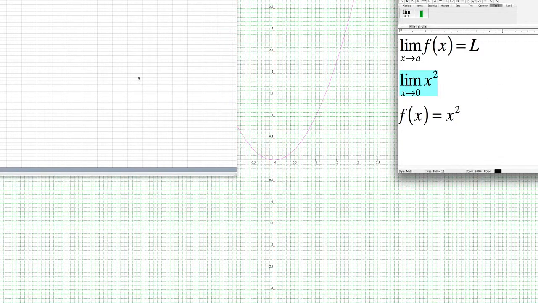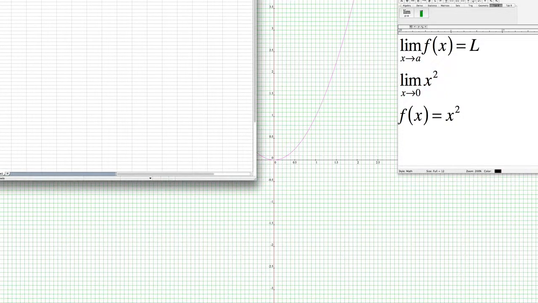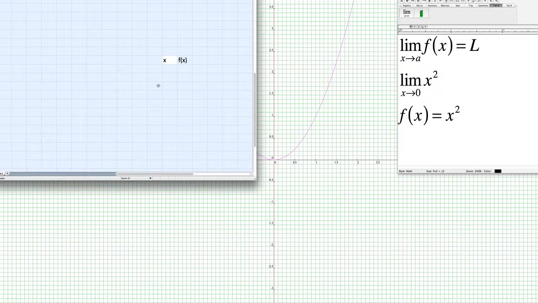So basically what we're asking is, what value of y does the function approach as x gets closer and closer to 0 from both sides, from the negative side and from the positive side. Let's start off with values that are close to 0. Let me make this a little bit bigger so you guys can see it. So that's x and that's f of x.